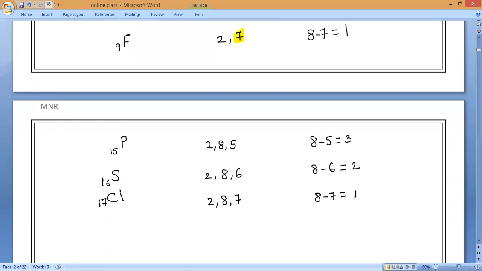Do you understand, everybody? How to write for metals and non-metals? This is the valency of metals and this is the valency of non-metals. Clear, everybody? Yes, sir. Write it.